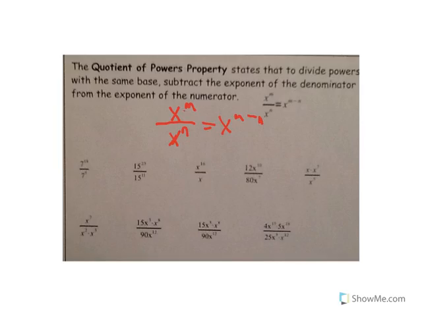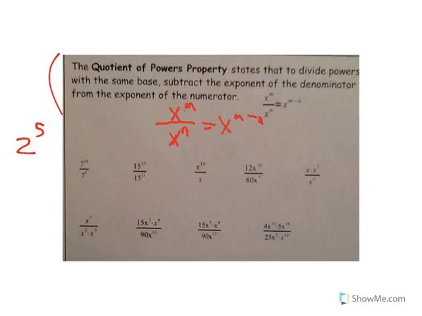So there's another thing when we're talking about division. I know this slide is a little bit harder to read, but I will clear it up for you in a second. The quotient of powers property states that to divide powers of the same base, subtract the exponent of the denominator from the exponent of the numerator.